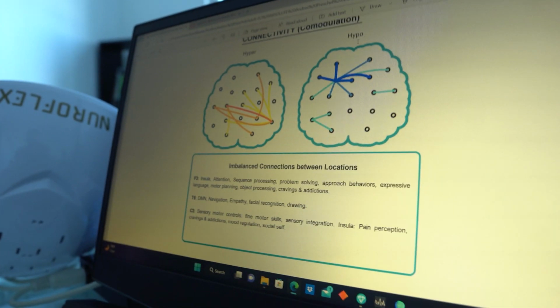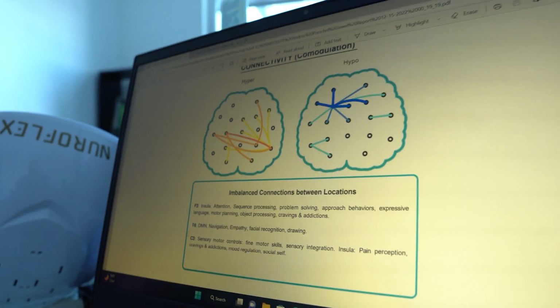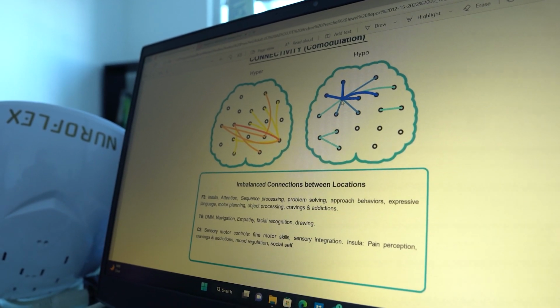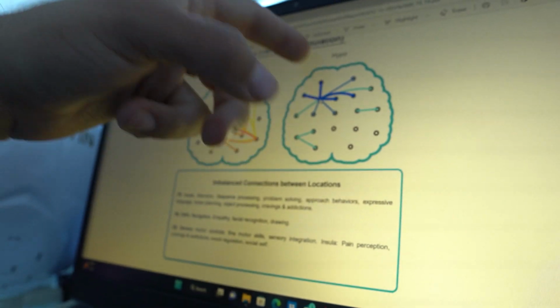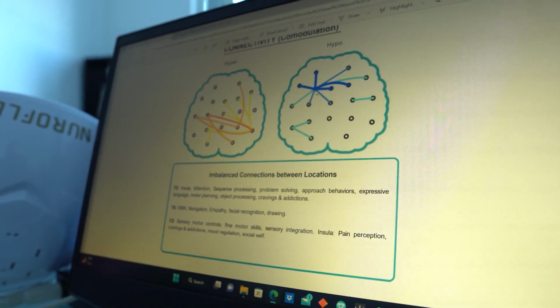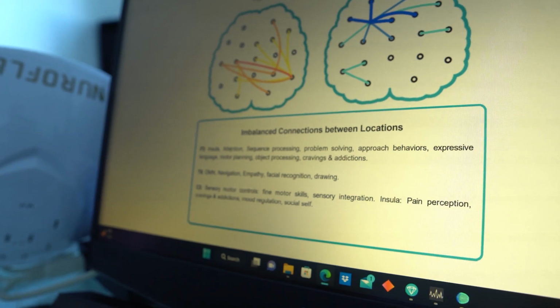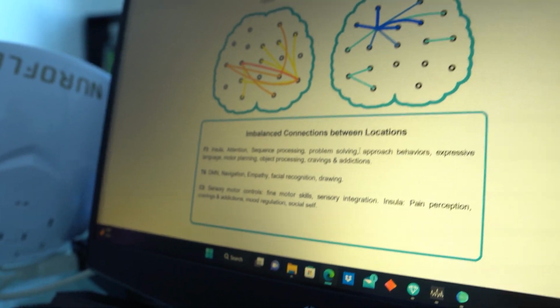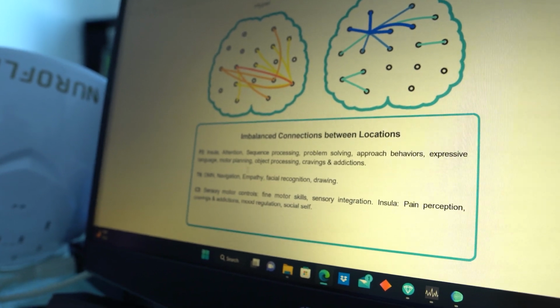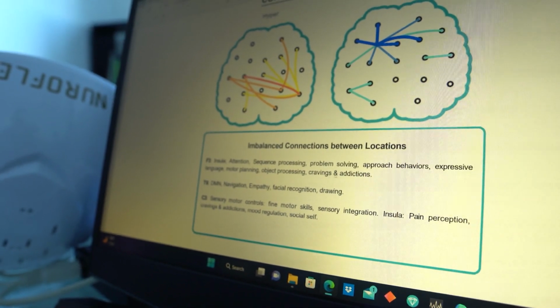I think what's actually more relevant for our purposes is talking about the underconnectivity, what we're seeing on the right. An area where all of the projections to these other areas are underactive, we're seeing it all culminating at one spot, and that's the left frontal lobe. We talked before about the frontal lobe being so involved in attention and kind of disengaged in ADHD. The left frontal lobe, just to specify, is involved in attention, sequence processing, problem solving, approach behaviors, expressive language, motor planning, object processing, along with cravings and addictions.